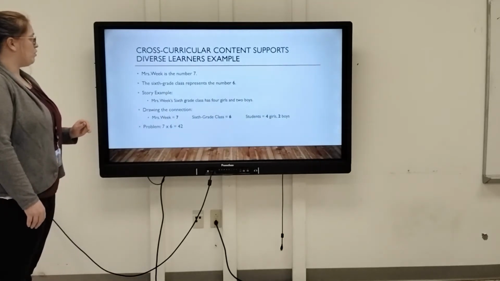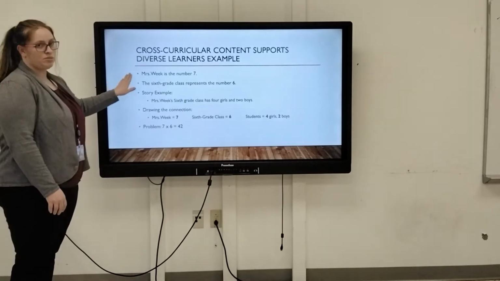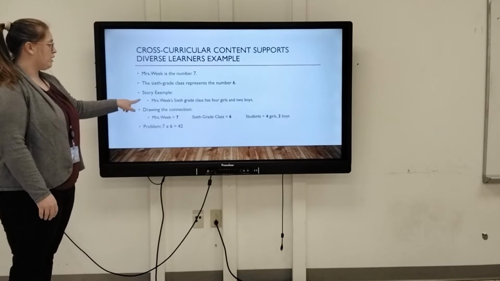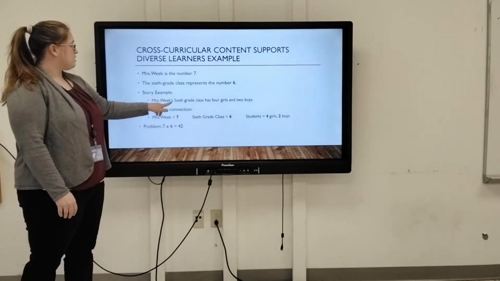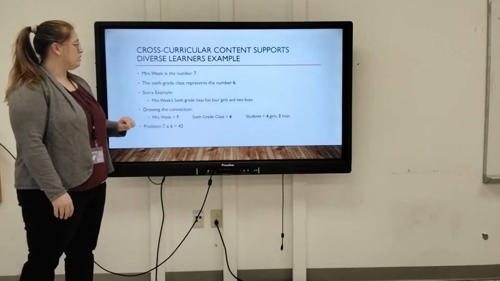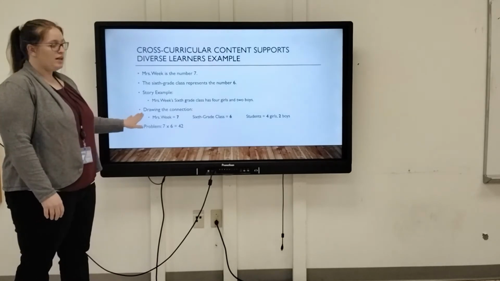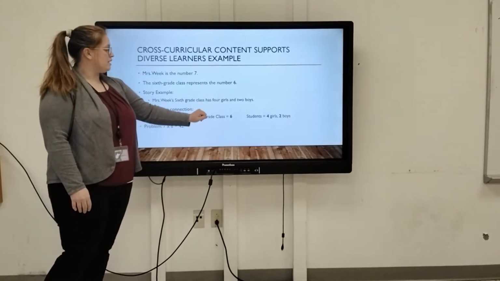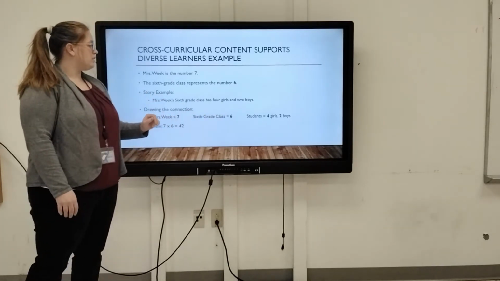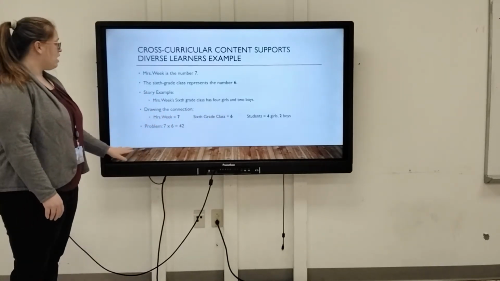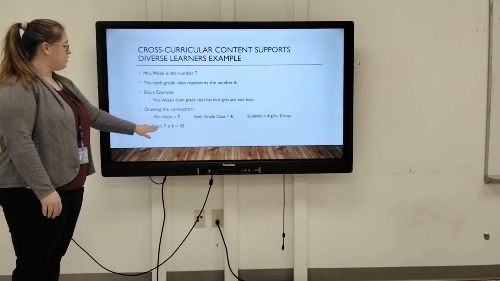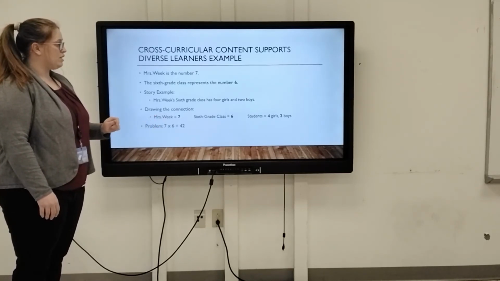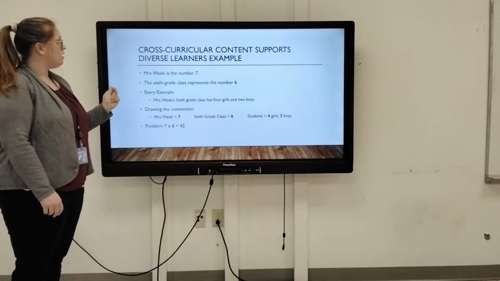Here's an example of that. Mrs. Week is the number 7. The 6th grade class represents the number 6. So the story goes, Mrs. Week's 6th grade class has 4 girls and 2 boys. The students draw the connection that Mrs. Week equals 7, 6th grade class equals 6, and the students equal 4 girls and 2 boys. Therefore, the problem they have is 7 times 6 equals 42. This allows them to connect the math with the literature.